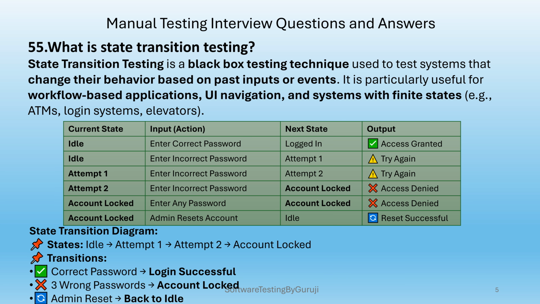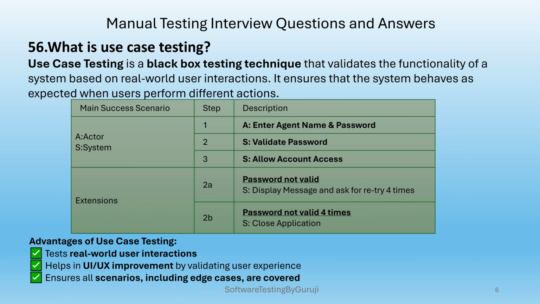So let's move to another question. Next question is, what is use case testing? Use case testing is a black box testing technique that validates the functionality of a system based on real-world user interaction. It ensures that the system behaves as expected when the user performs different actions. So for the main success scenario, A is the actor and S is the system. It contains three steps.